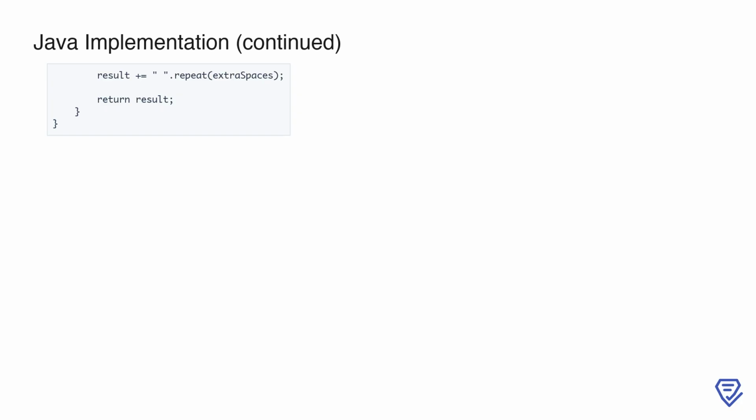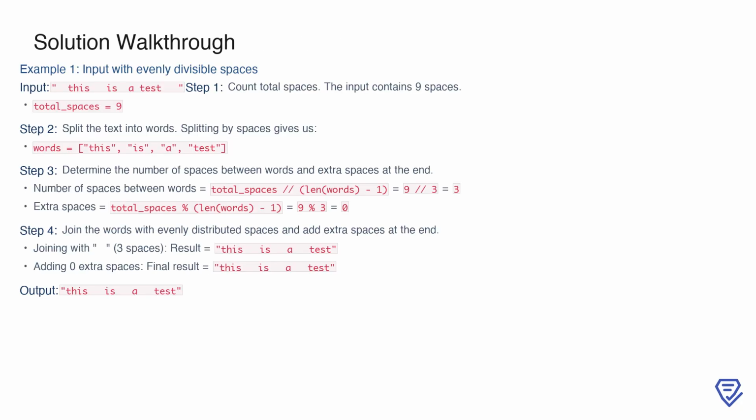This approach ensures that all spaces are either evenly distributed between words or correctly appended at the end when extra spaces remain. The implementation is both efficient and easy to follow, leveraging basic string and array operations to achieve the desired formatting. Here, we start with an example where the input string contains spaces that are evenly divisible.